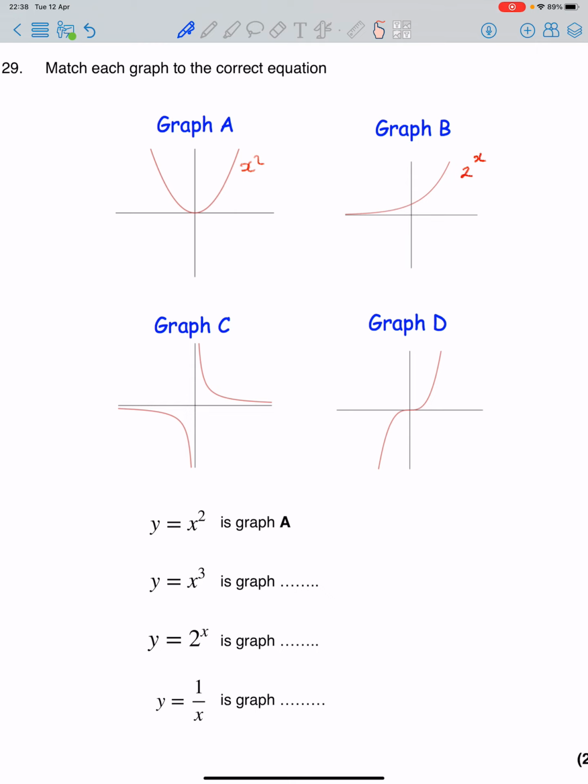Next, this is the reciprocal graph, so this is the 1 over x graph. And then this last one is the cubic graph, the x cubed graph. So let's just write that over here. x cubed is graph D, 2 to the x is graph B, and the 1 over x graph is graph C.